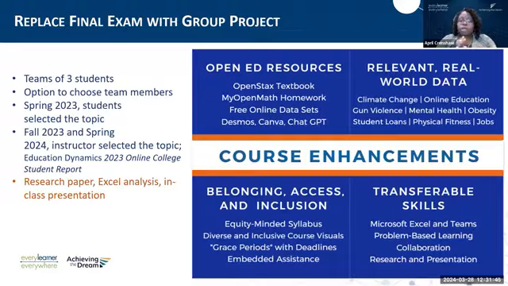They worked in teams. We replaced our final exam with the group project. They worked in teams of 3. They had the option of choosing their team members. In spring of 23, they chose their topic. I found this case study on online education that I thought was really interesting for them, and they thought so too. So I chose the topic for fall 23 and the first 7 weeks for this semester.